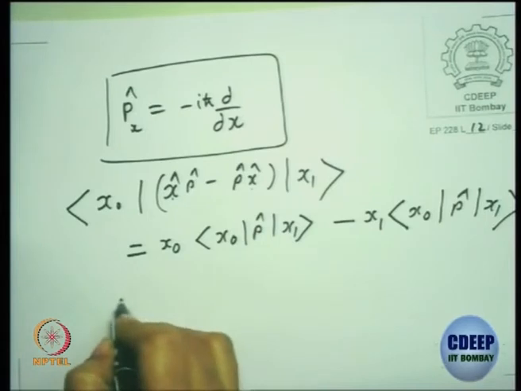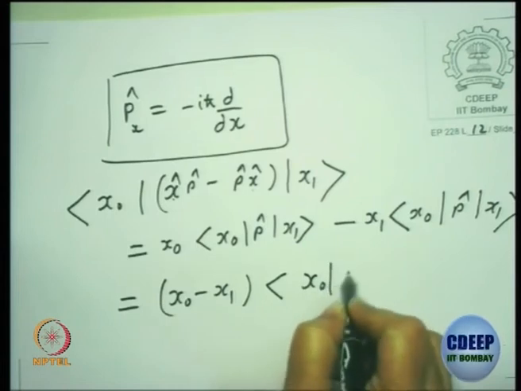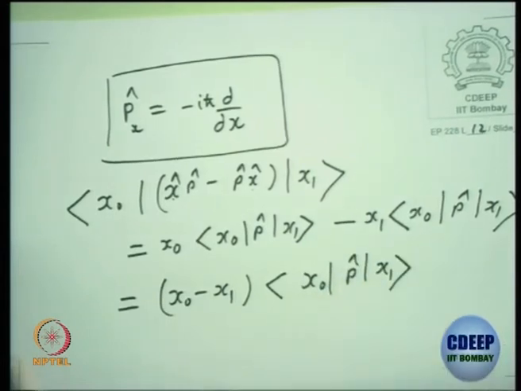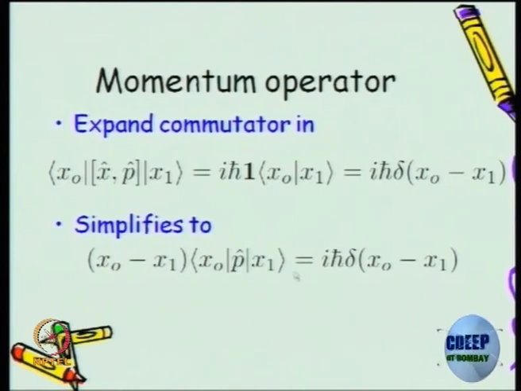Simplify this, it is x0 minus x1 times the matrix element of the p operator in the position basis. Steps clear to you? So this is the result we have to use for the commutator, and let us look at the simplified equation here. The commutator will be simplified as x0 minus x1 times the matrix element of the momentum operator between x0 and x1, and the right hand side is nothing but iħ times your Dirac delta function.